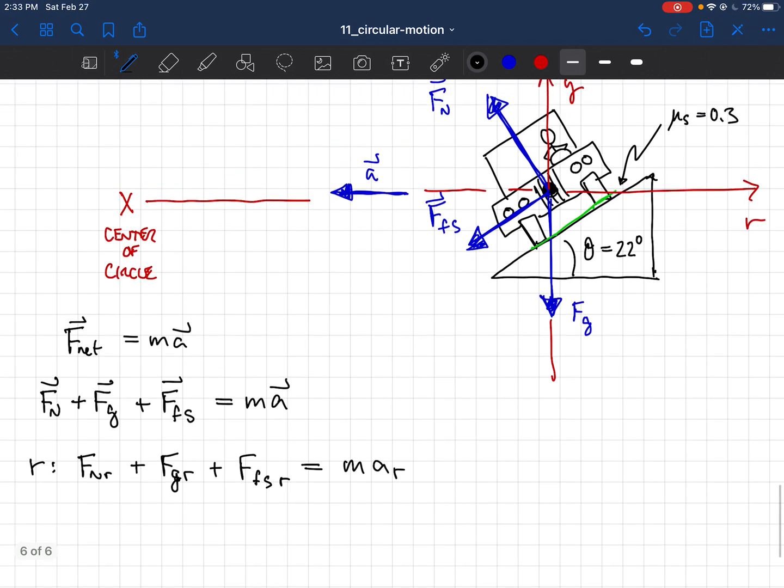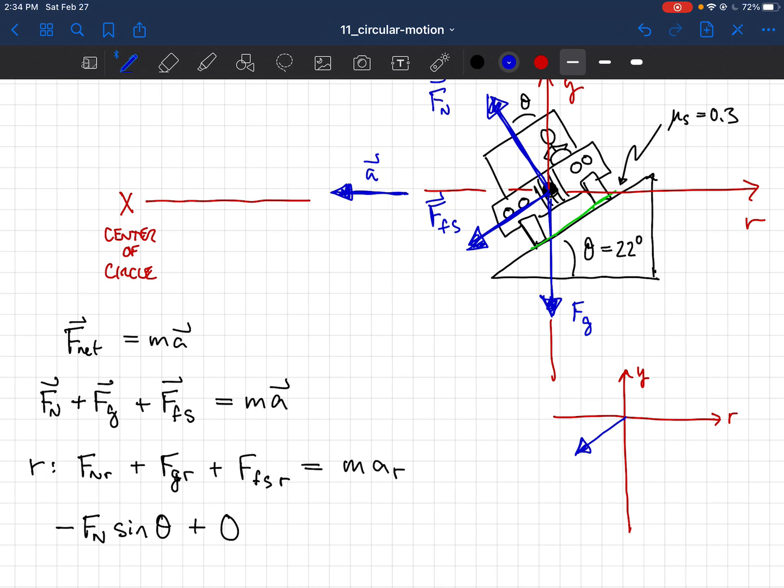And we've calculated some of these already. We know that FNR, because of the fact that the angle of the ramp is the same as the angle up here, is going to be a negative number, which is equal to minus Fn sine of theta. FGR is going to be equal to 0 because it just points along the y-axis. And F friction static, well, we should write that one out. So F friction static, it points down in this quadrant here.